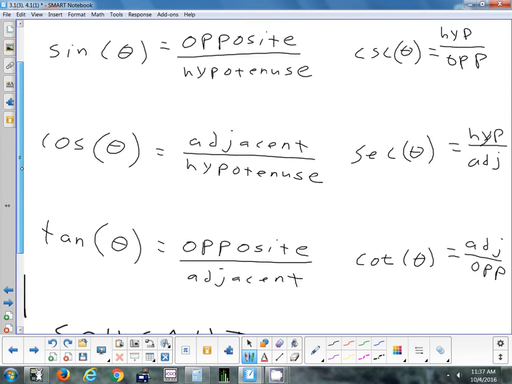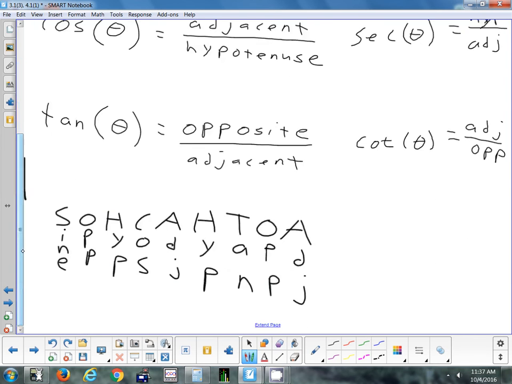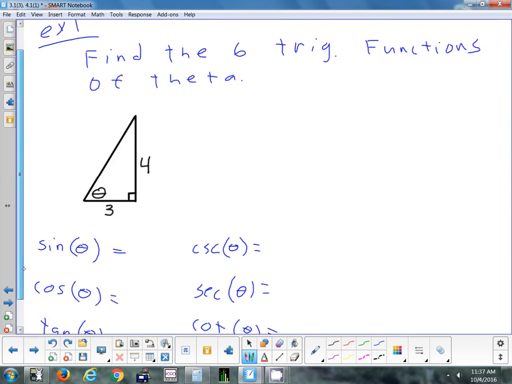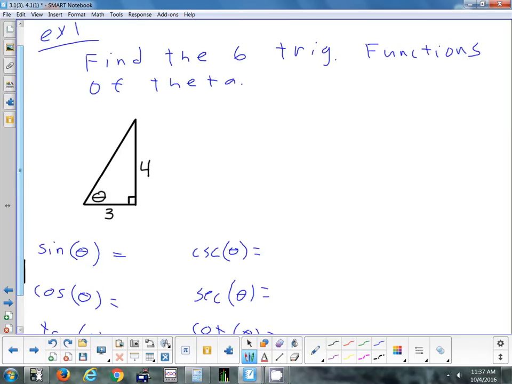Okay, everybody have those definitions written down? All right. So, they're giving us a triangle, and they want us to find all 6 trig functions of theta. This symbol here, a circle with a line through it, is theta. So everything is from the perspective of theta. Pretend you're standing at theta. That should tell you which side is opposite and which side is adjacent.